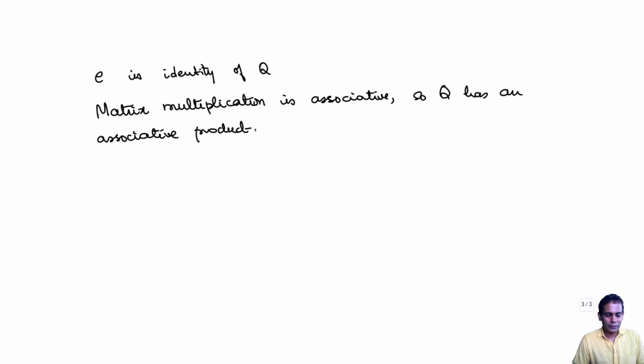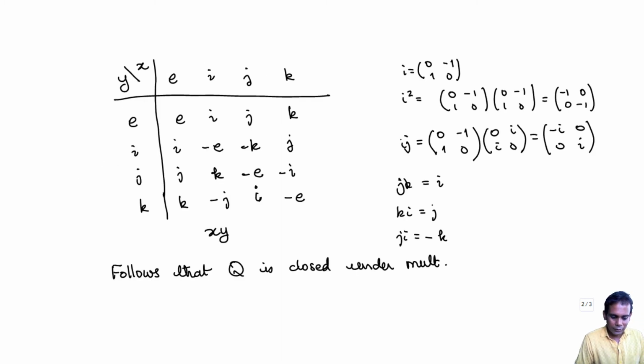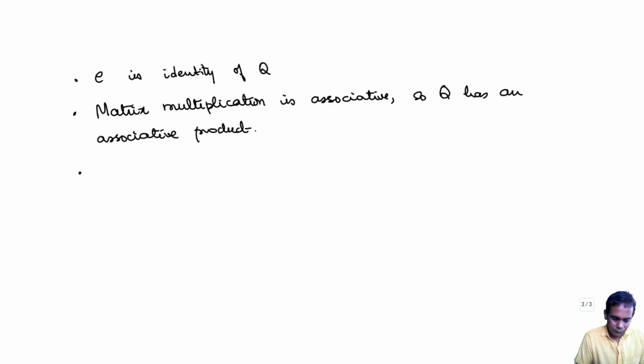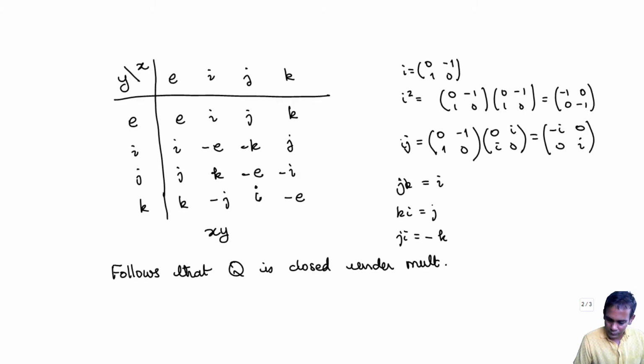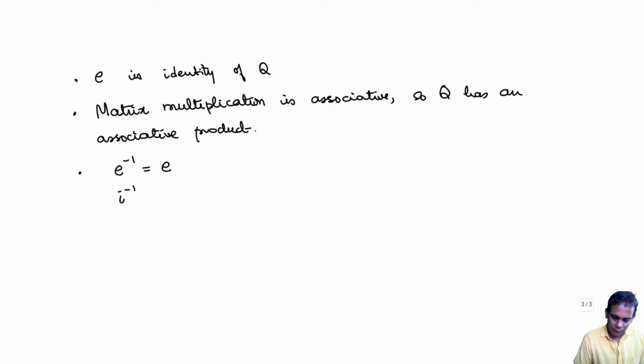What else do we need to check? We need to check the axiom of the inverse. So what about inverses? From this table, we can figure out various inverses. So let's just write down the inverses. E inverse, well, that's just E. Okay, what about I inverse? Now notice that I into I is minus E. So I into minus I is going to be E. So this is minus I.